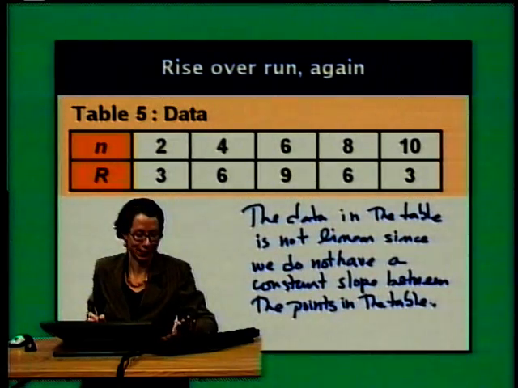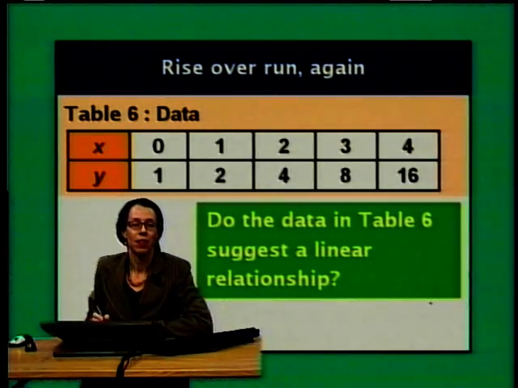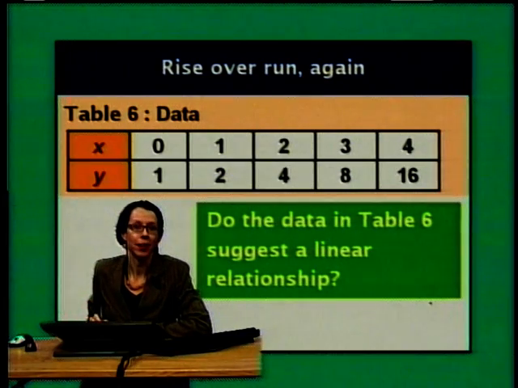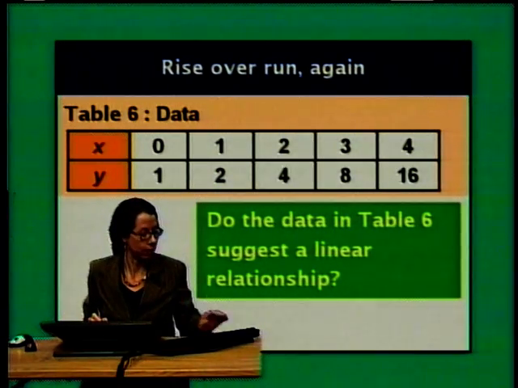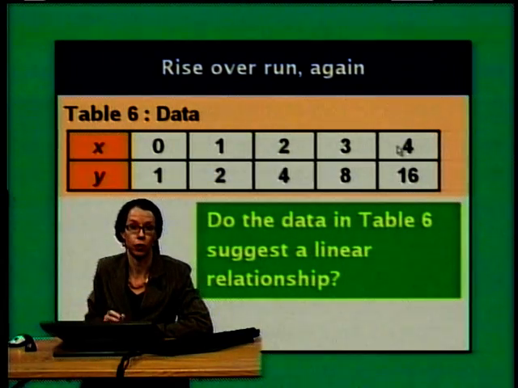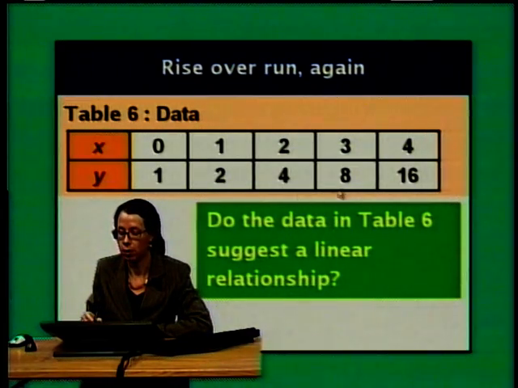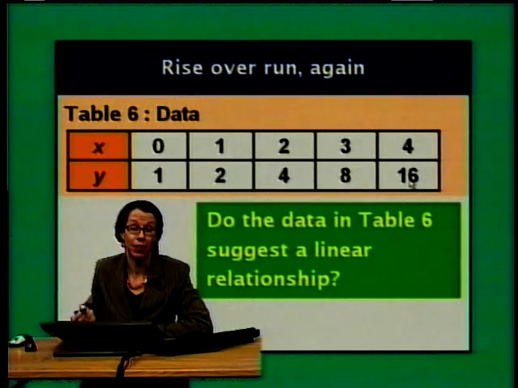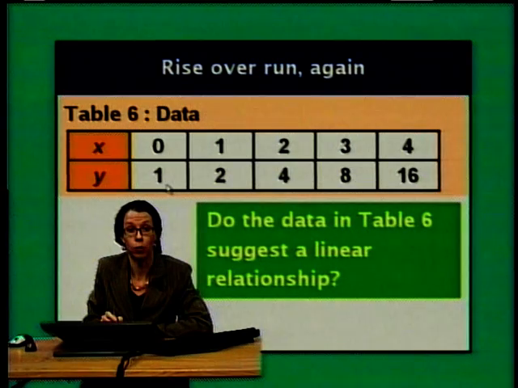Let's look at one last example here. So now we are back to x and y, and we want to think about whether or not the data in this table are linear. Well, let's look at the x values. The x values are increasing very nicely by 1 each time. What's happening to the y value? The y value increases by 1, then 2, then 4, then 8. Actually, I see a very nice pattern in the y values. If I look at them closely, I see the y values are doubling.